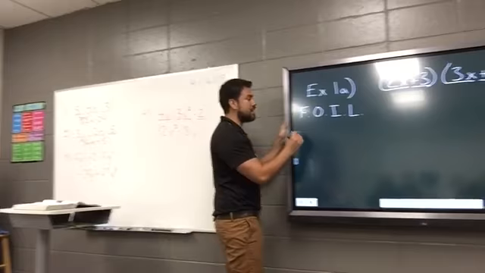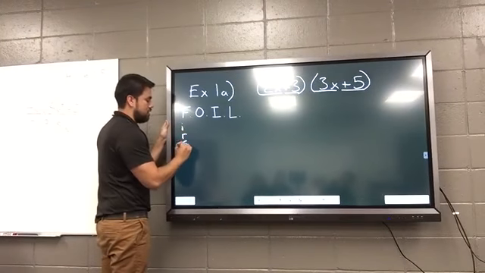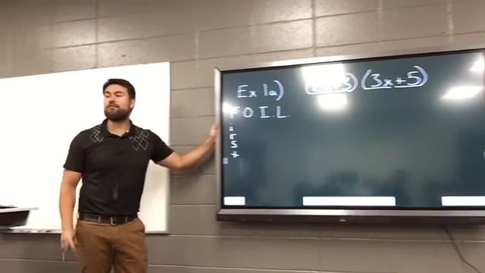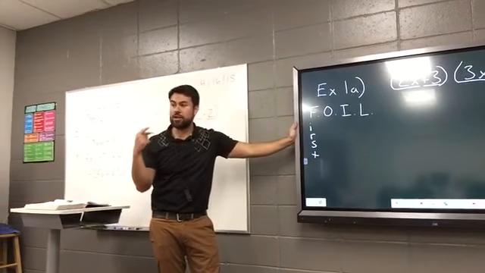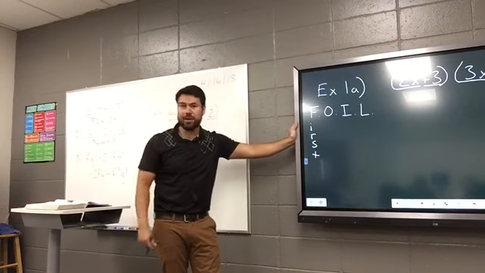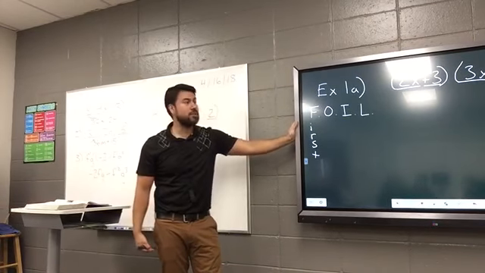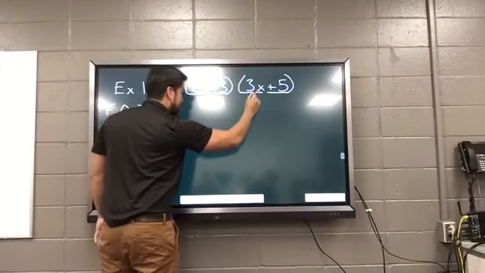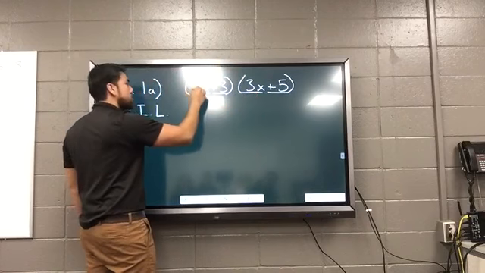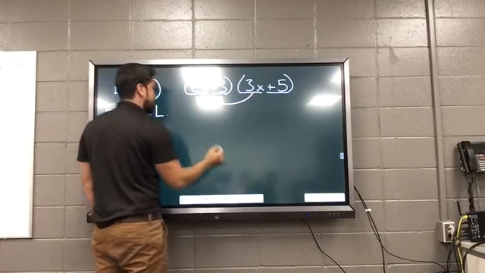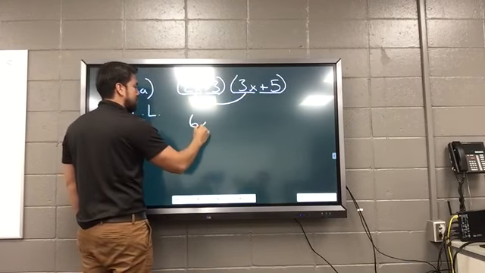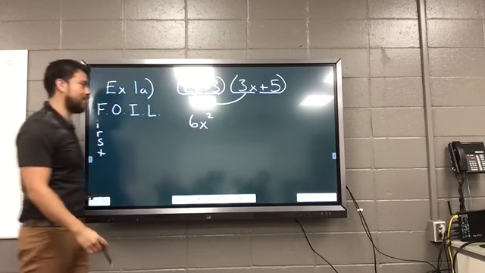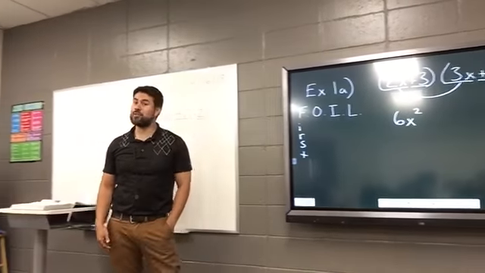F stands for first. You're going to multiply the first terms in each binomial. The first term in each binomial. What's the first term in the first binomial? 2x. What's the first term in the second binomial? 3x. So first you're going to do 2x times 3x. And what's that? 6x squared. So you guys okay with that?